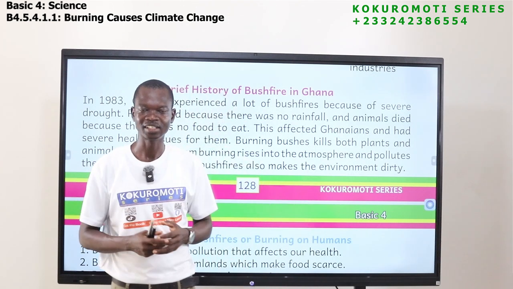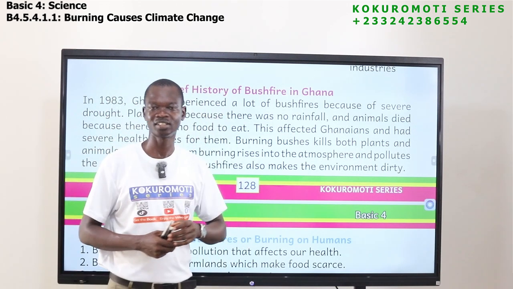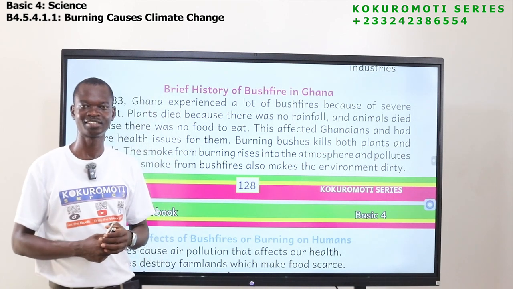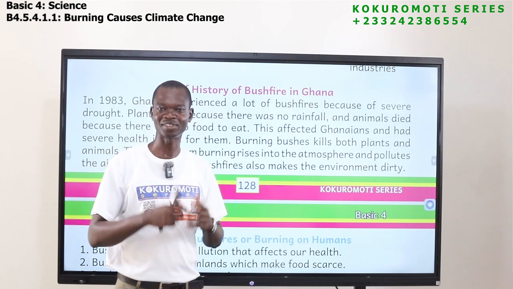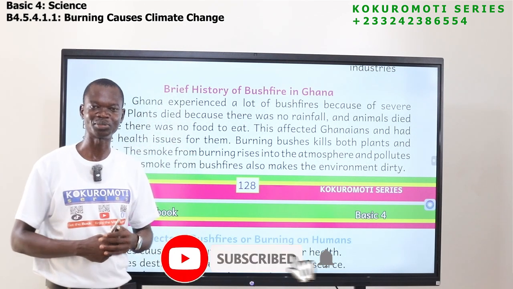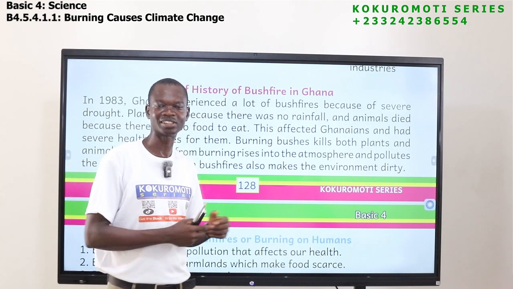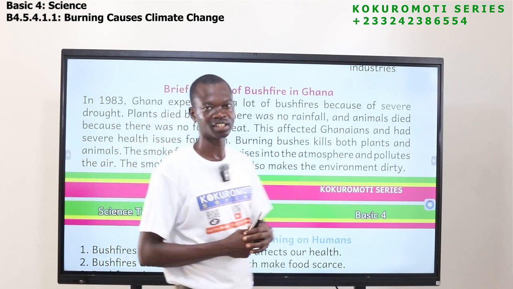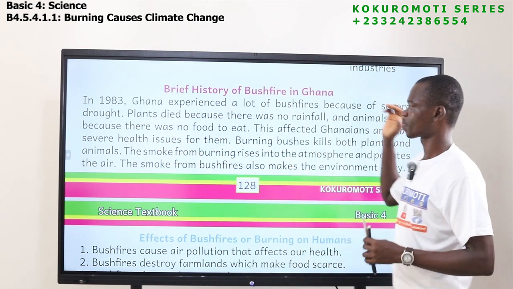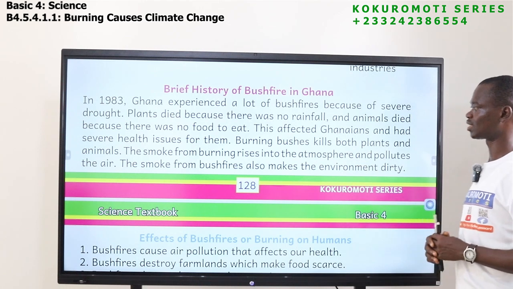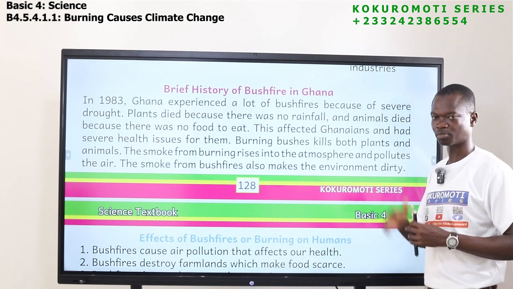So that was why our parents, our grandparents, they went through this thing. 1983. If you ask your parent, they will tell you. If you ask your grandmother, your grandfather, they will tell you what happened. So you should know this basic thing about the cause of the 1983 scarcity of food. Okay, it's because there was no rainfall, plants died, and then there was wildfire or bush burning.